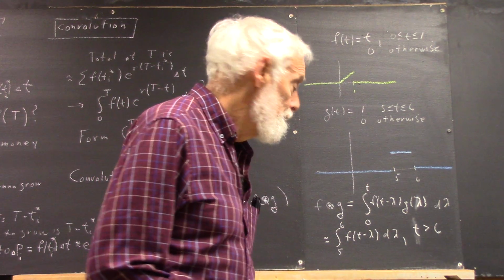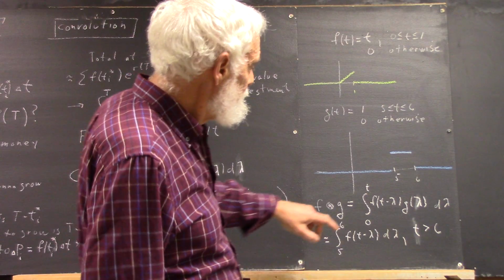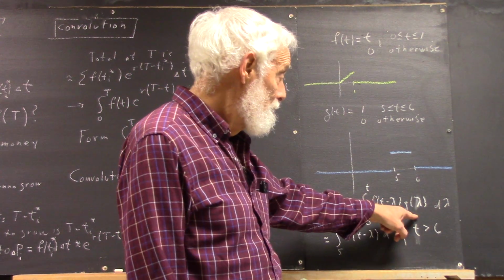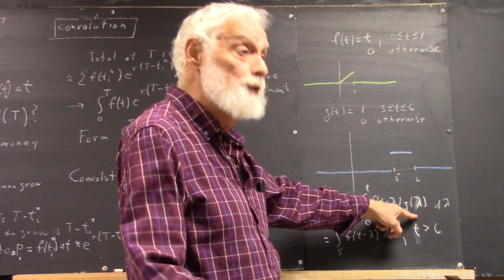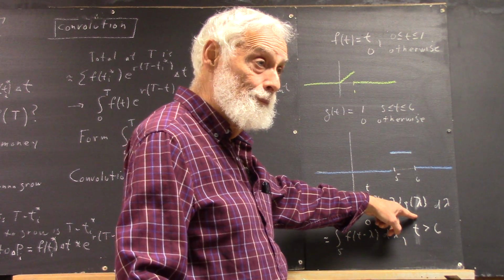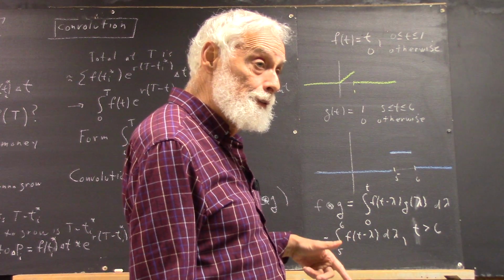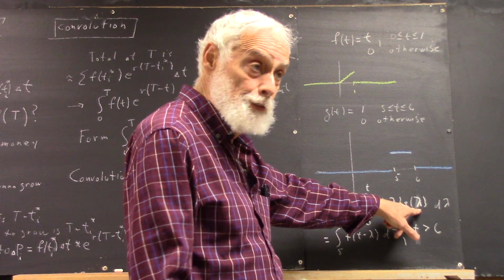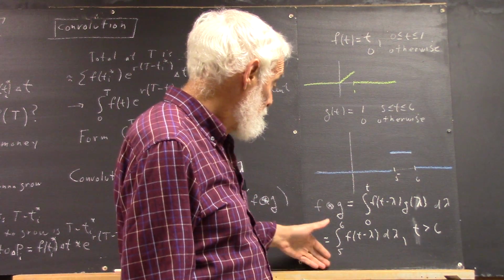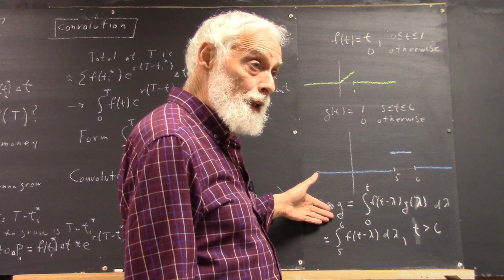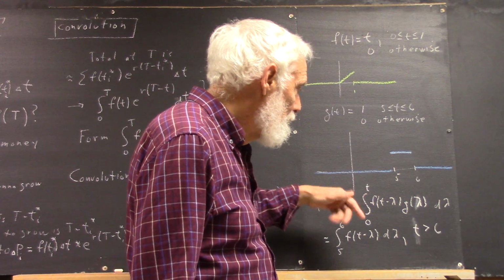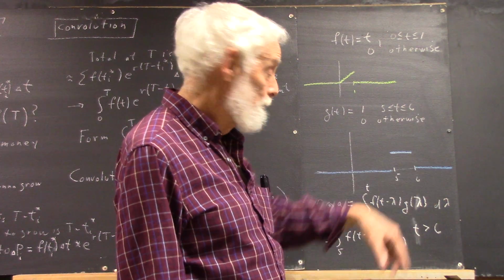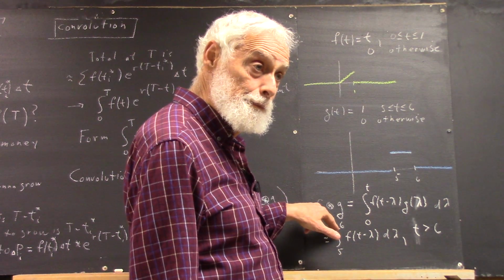I think so, yeah. Because if t is less than 5, well then g of lambda is 0, right? If it's greater than 6, then you just have, well, g of lambda is just non-zero between 5 and 6, right? So you just have the integral here. And between t equals 5 and t equals 6, g of lambda is equal to 1, right? Or for t greater than 6, well, it's 1 on this interval.